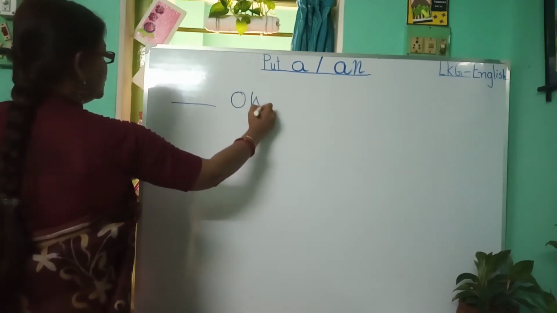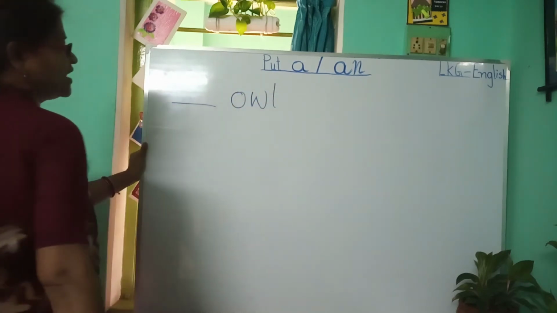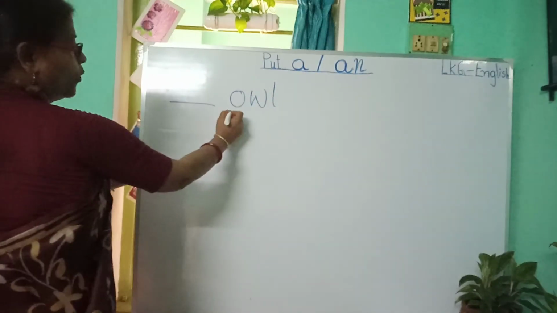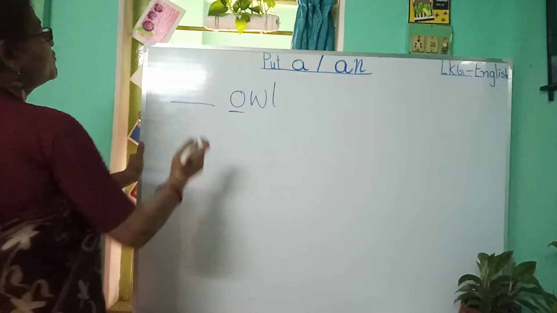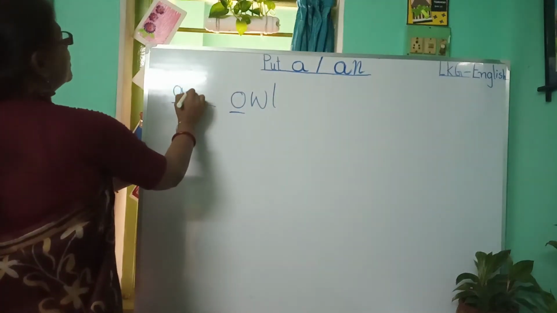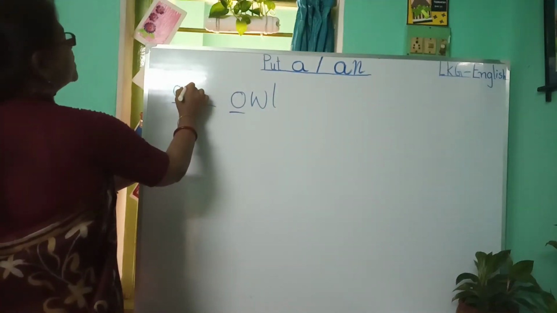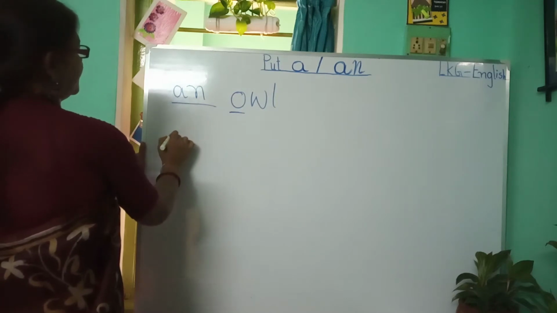Owl. The starting letter of owl is O. Is O a vowel or consonant? O is a vowel. So, before this word, I will put here an.